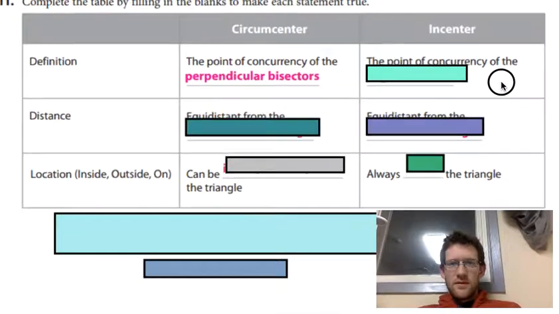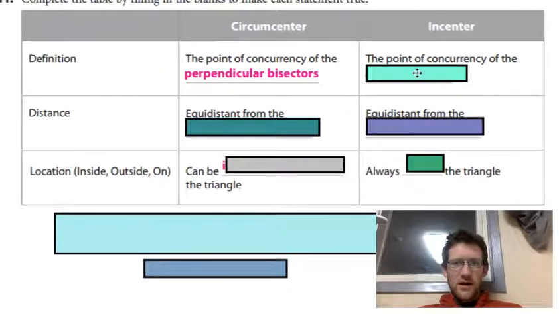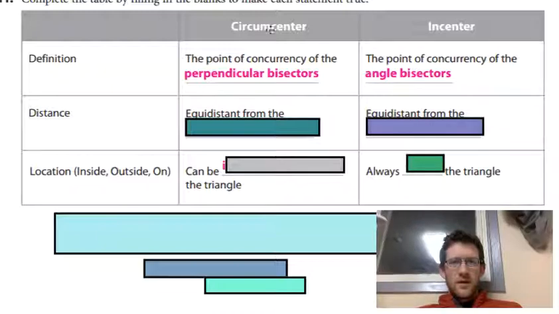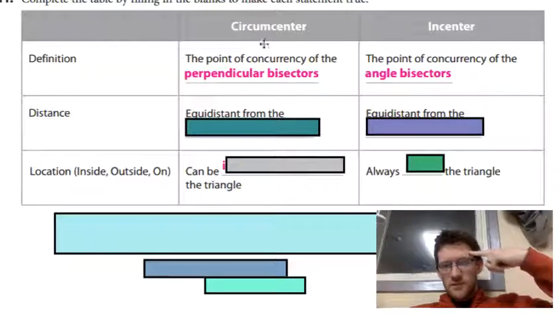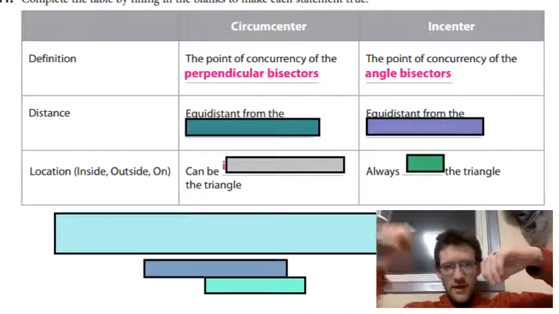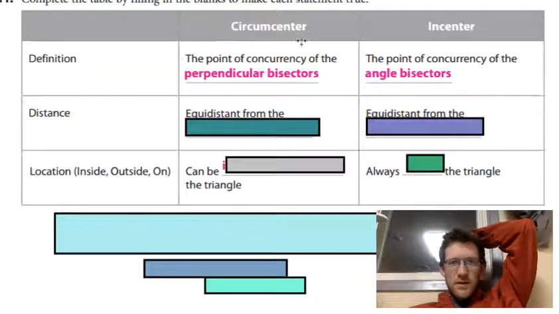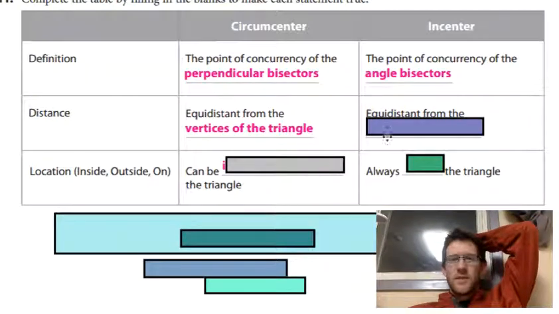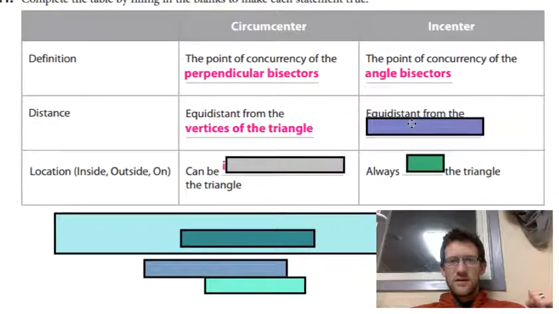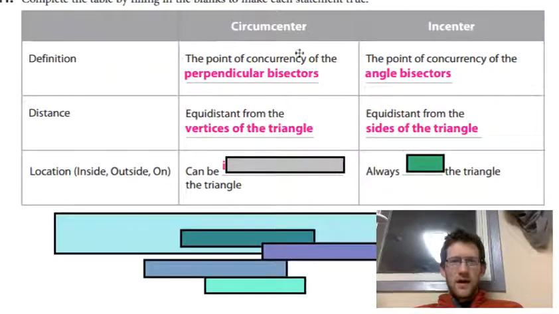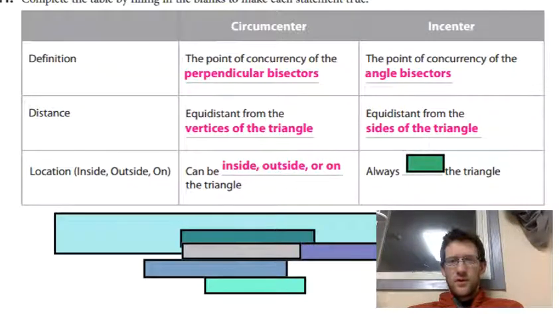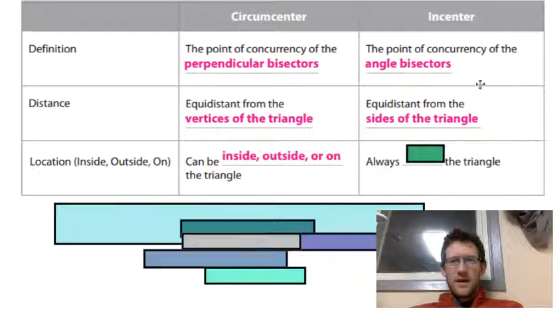Whereas the incenter is the point of concurrency of the angle bisectors. We just did that one. The circumcenter, again, think of your circle, right? The center of the circle is equidistant from the edge. So the circumcenter is equidistant from all of the vertices of that triangle. The incenter is equidistant from all of the sides of that triangle. And then finally, this one was covered already. The circumcenter can be anywhere inside, outside, or on the triangle. In the case of the incenter, it is always going to be inside.